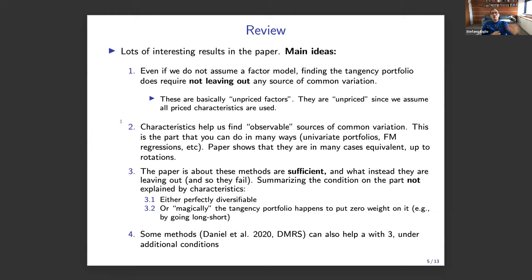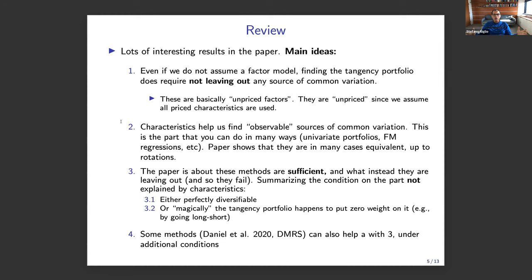Now, when you're thinking in these general terms and you're not assuming a factor structure about what you're leaving out, then you need to really think about what is the nature of this U_t that you're leaving out. I personally find it easier to think in terms of factor models, so for me it's easy to think of that as an unpriced factor. But again, the methodology could more generally accommodate other situations.